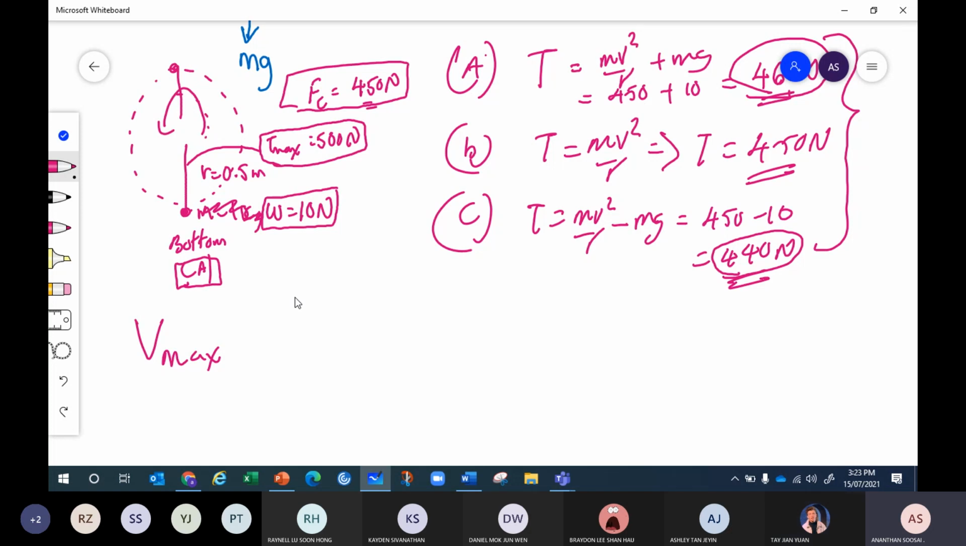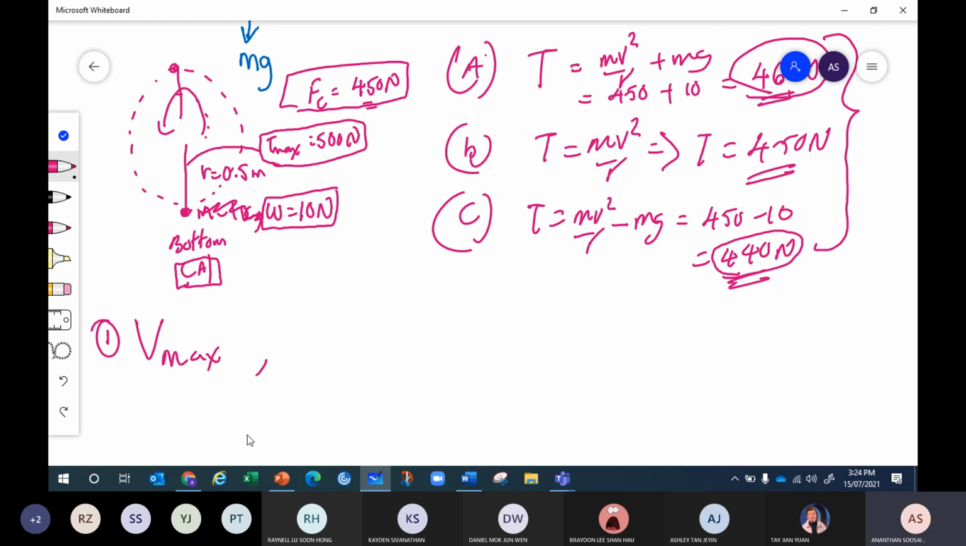Now my question is, which point is most likely to snap while you're whirling it? At the bottom or at the top? At the top. Very good. So at the top, it is most likely to snap. Why? Only at the top we found that the tension becomes maximum. Okay, so the first thing is Vmax. We want to find the maximum V.